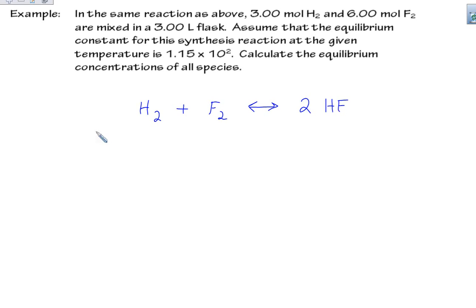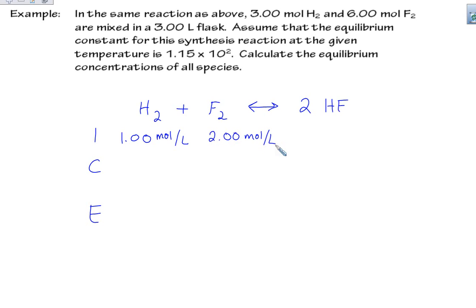Okay, so we're going to ICE this as if it were a verb, right? Initial needs to be moles per liter, concentration, or pressure. So we're going to take that 3 moles of hydrogen and divide by the 3-liter flask and say 1 mole per liter. And then the fluorine will be 6 divided by 3 for 2 moles per liter.